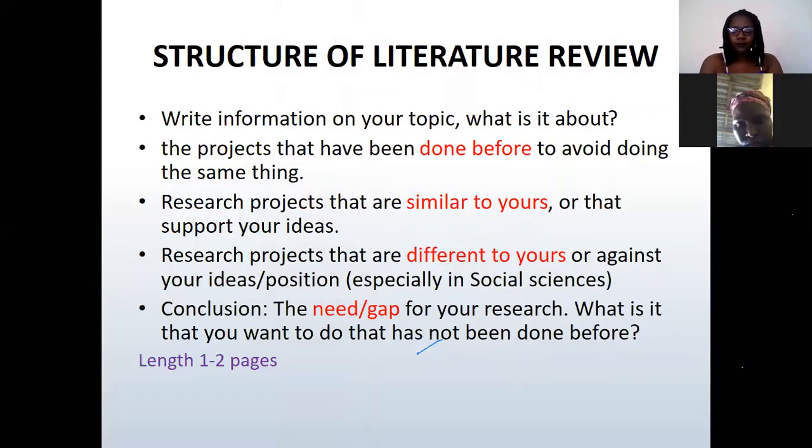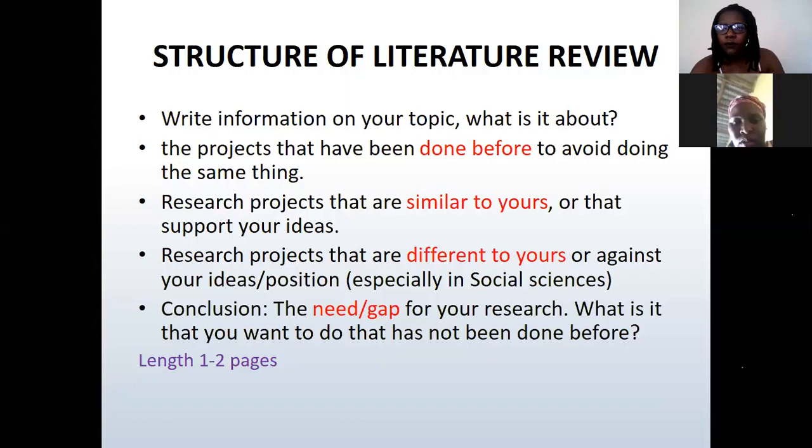So when the learner is writing this literature review, what structure does it follow? On top, when you begin, the learner must write information about the topic. What is your topic about? What are you going to talk about? What is it that your research is all about? A few lines on that. Then the projects that have been done before, so that you don't repeat what has been done.